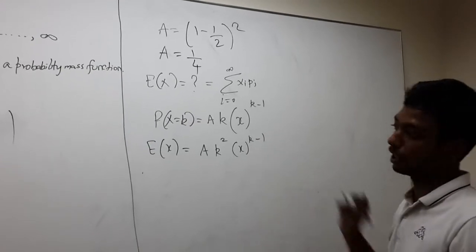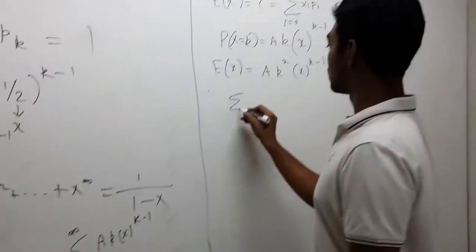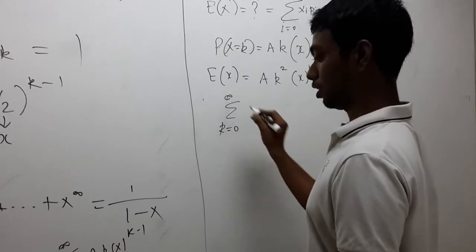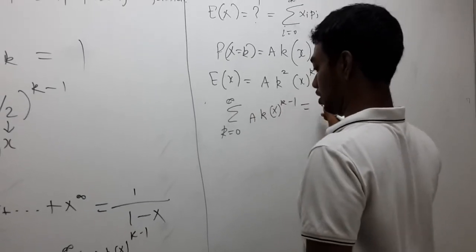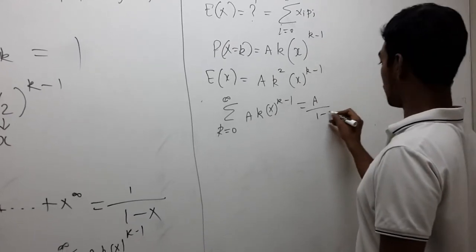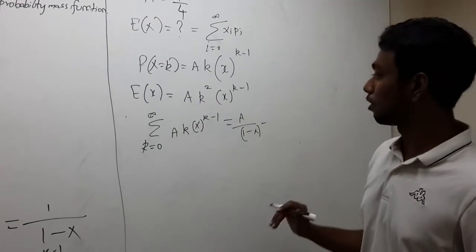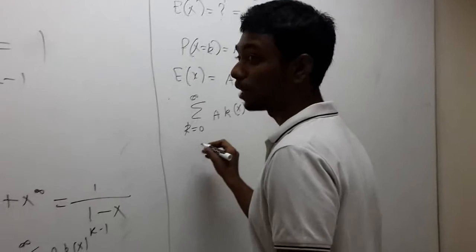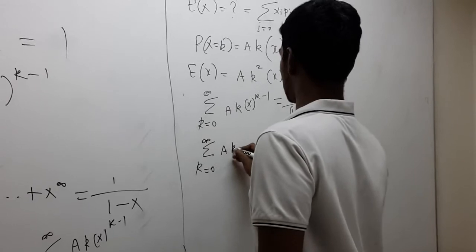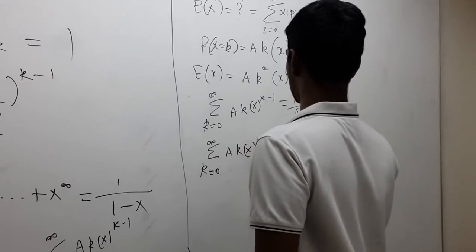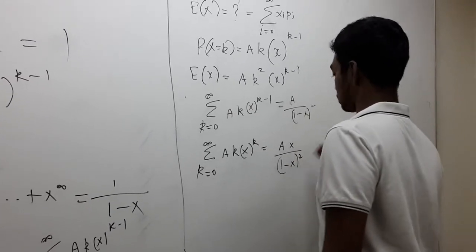So this is what we need to find, and we know that from the equation which we solved earlier, the summation from k equal to 0 to infinity of a times k times x to the power k minus 1 is equal to a by (1 minus x) the whole square. So we need to get the equation in this form. For that we need to multiply both sides by x. Performing the multiplication, you have a times k times x to the power k, which is equal to a x by (1 minus x) the whole square.